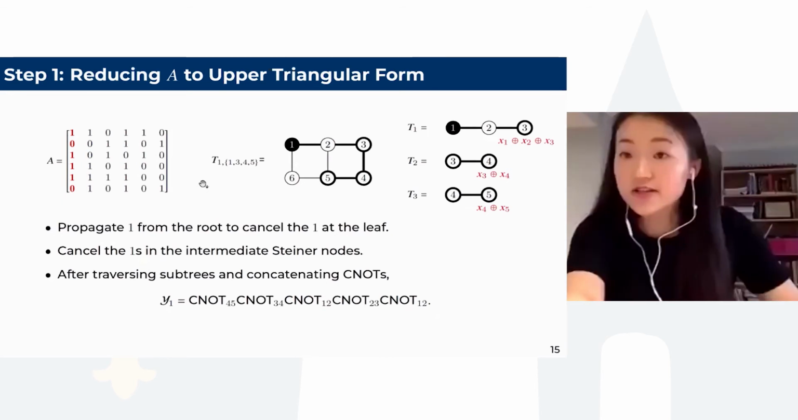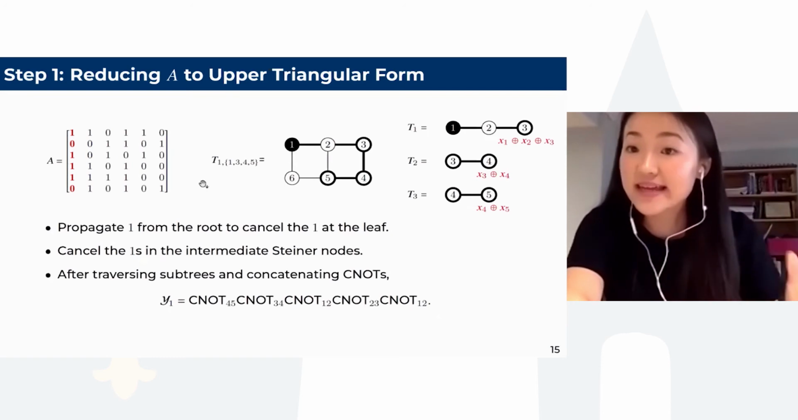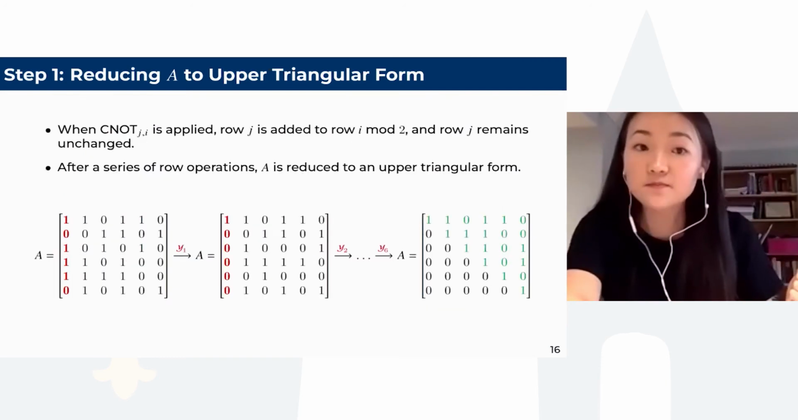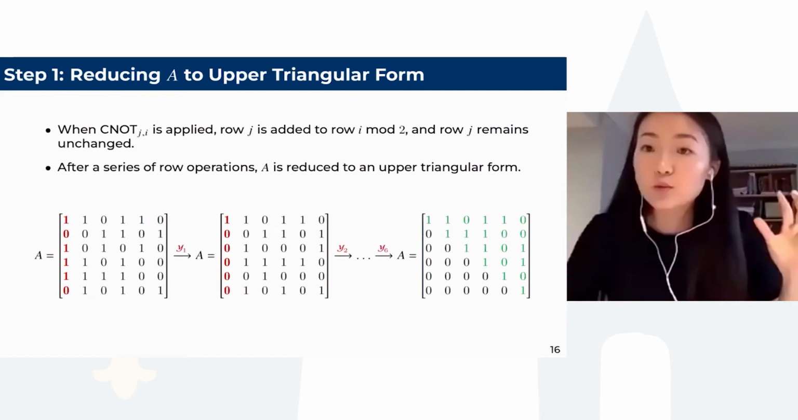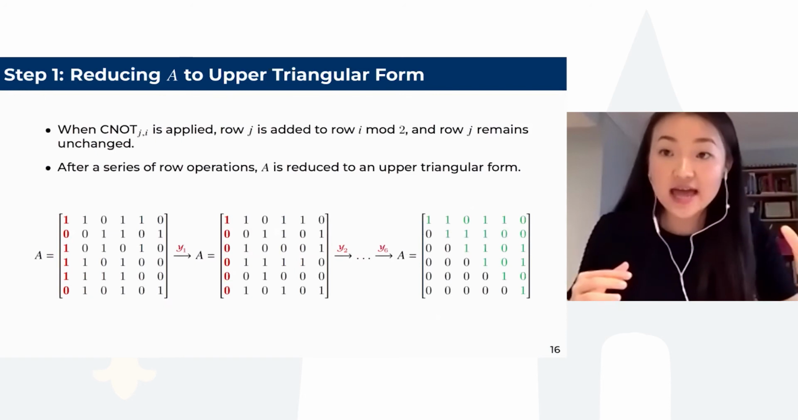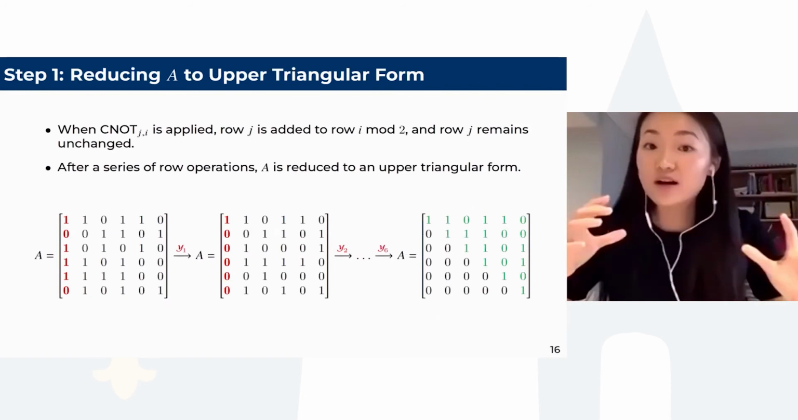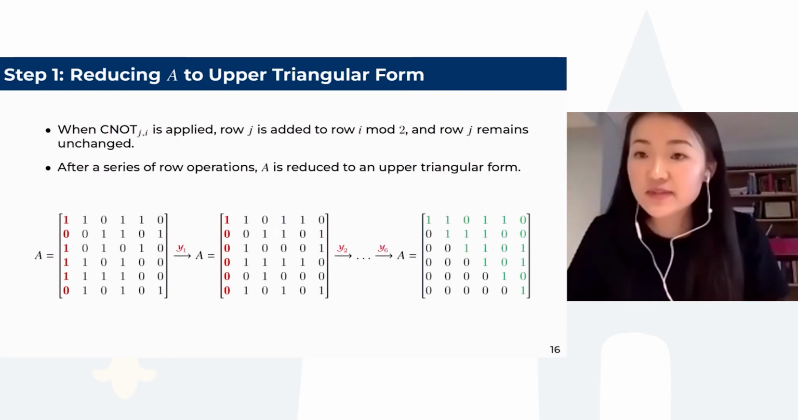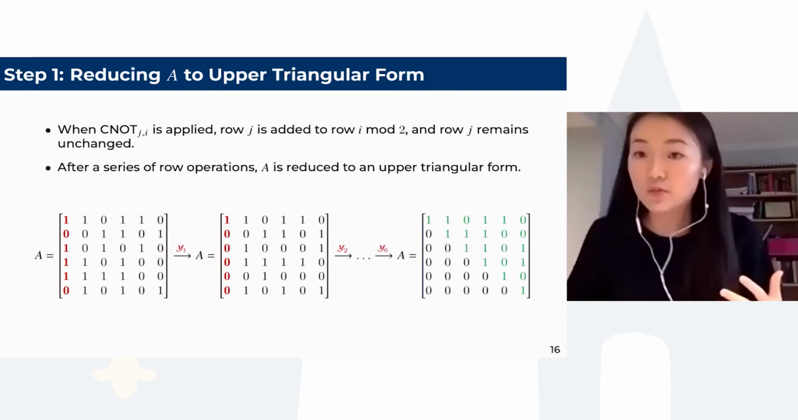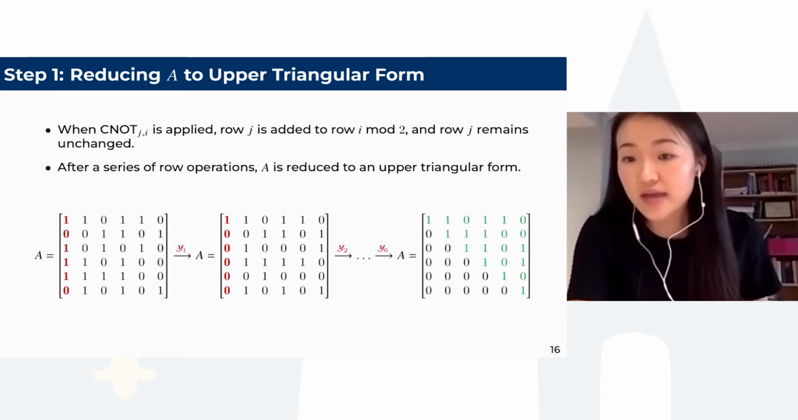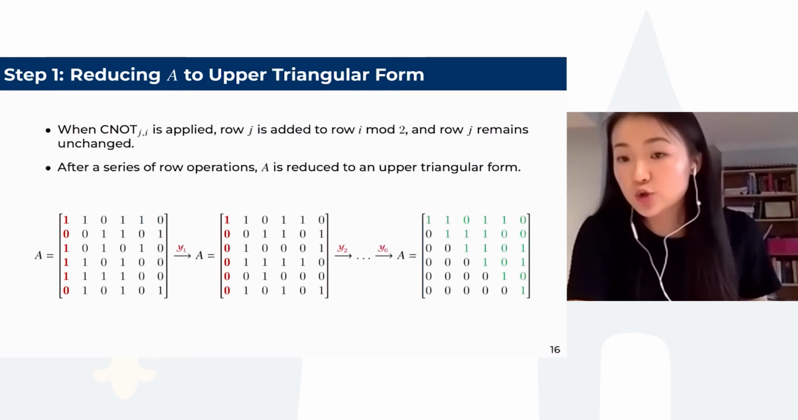And by traversing the subtrees, we were able to concatenate a sequence of CNOT gates, and that realizes the first column. And note that here, whenever we are applying a CNOT gate, we have this control, which is J, and the target is I. Correspondingly, it means the row J is being added to row I, which actually makes sense if you think about the CNOT operation. Now, by iteratively going through all of the columns, we have this upper triangular form.